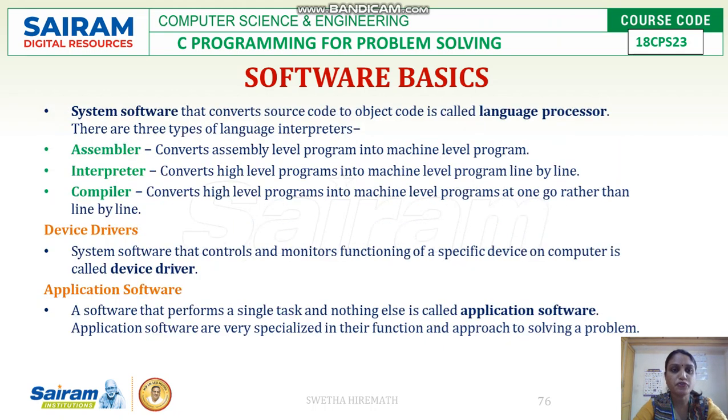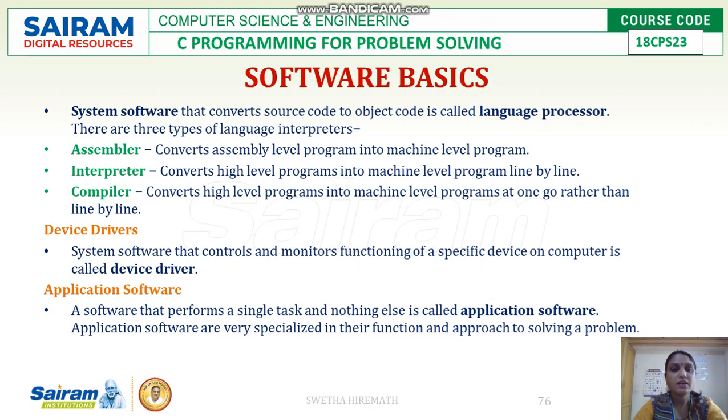So this system software, which converts the source code to the object code, is called a language processor. There are three different types of language processors: assembler, interpreter, and compiler.